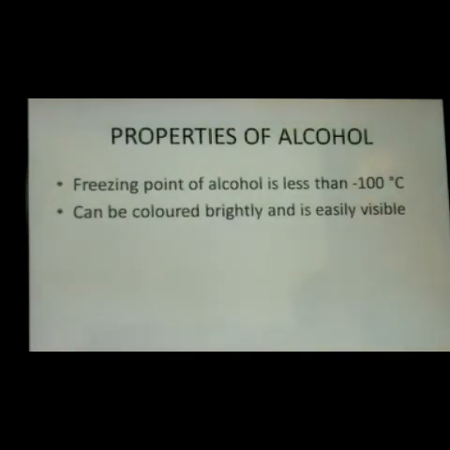So, we have seen today in our class what is meant by temperature, what are all the units to measure temperature, what is the common instrument which helps to measure the temperature, and why mercury or alcohol is used in thermometers. And we have seen properties of mercury and alcohol also.